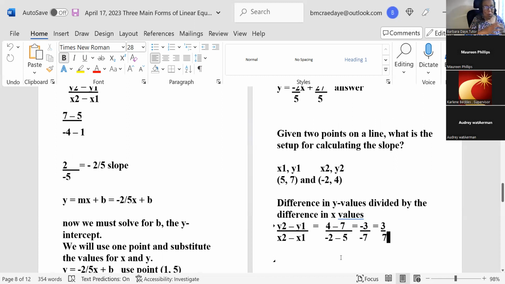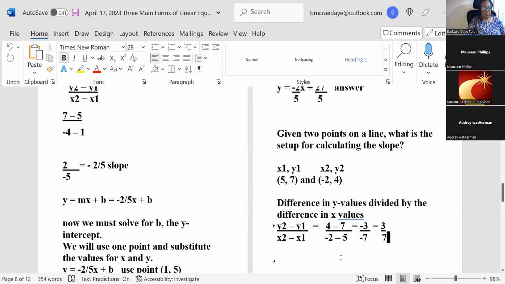So if you have the y equal mx plus b, and you need to find the slope, the slope would be 3/7. So y equal 3/7 x plus b. And we can leave it at that. And then later we'll look at how we solve for the b. Any questions on just this part? Any questions?